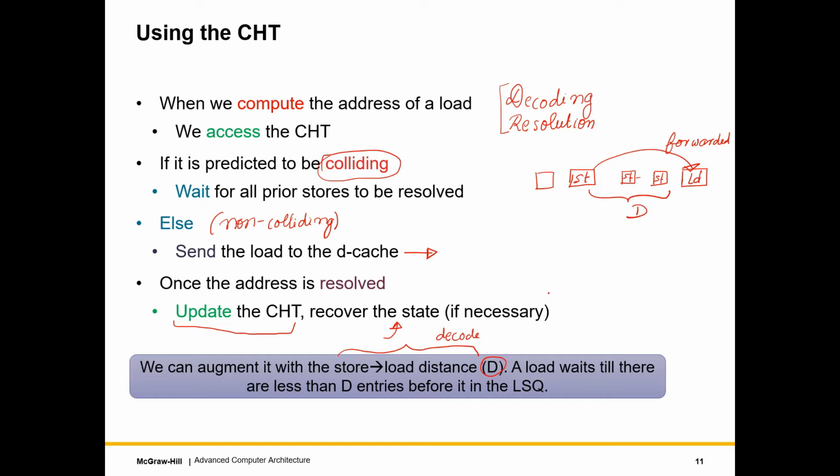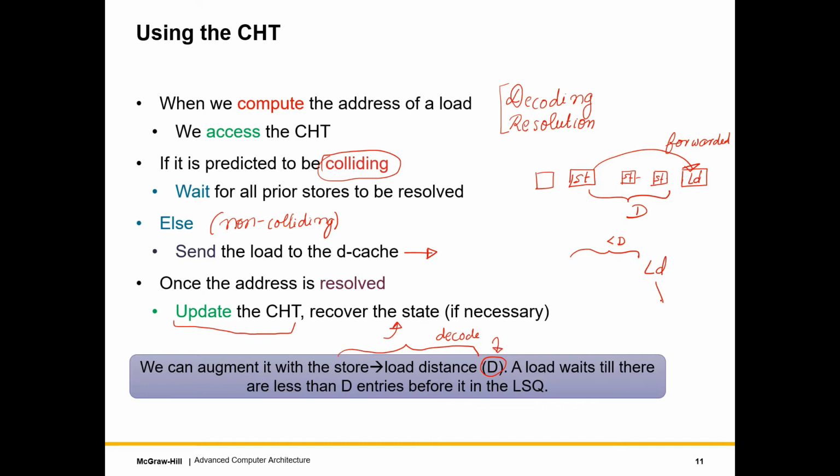So if this distance is d, what we do is that a load waits till there are less than d entries before it in the LS queue. So of course this needs to be interpreted contextually. In the context of this description, it is the number of entries before it in the store queue. So the load basically just waits till the number of entries in the store queue is less than d. Until they are greater than or equal to d, nothing happens, but the moment it goes below d and no forwarding has happened, you are sure that no more forwarding will happen, because this is what we have predicted.